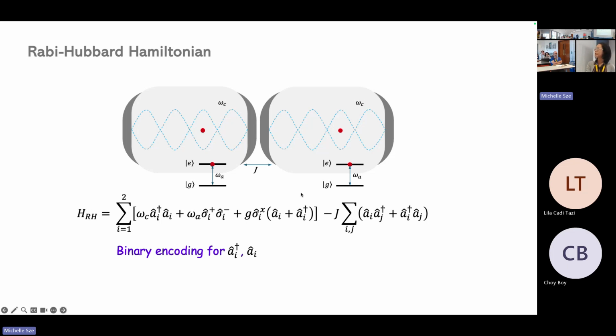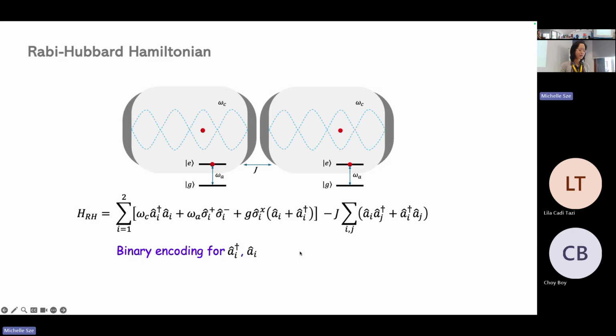This is for the cavity component of the Hamiltonian. This is for the atomic component. This is the interaction of the cavity and the matter or the atom. And then there's this hopping term where the photon can actually hop from one cavity to the other cavity. So J is the hopping strength of the system.